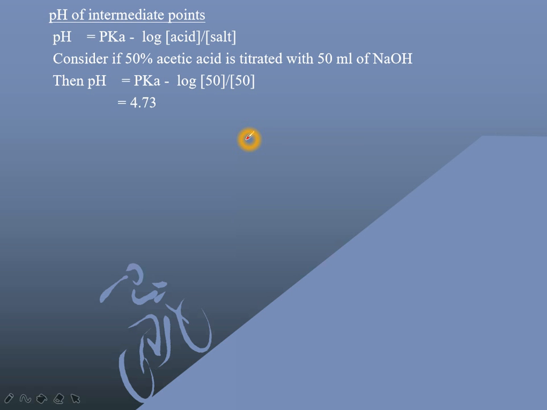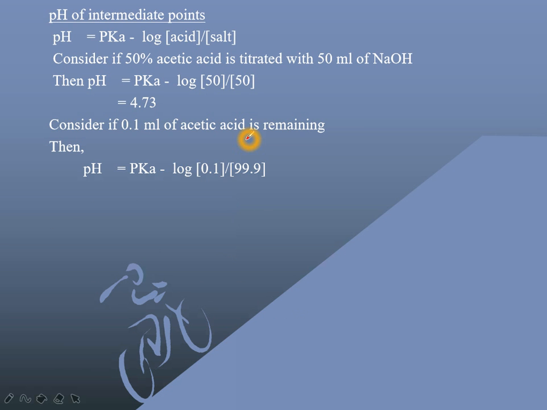that is 4.73. And consider if 0.1 ml of acetic acid is remaining, then pH is equal to pKa minus log 0.1 divided by 99.9 of salt, we will get 7.73. That is the pH of the intermediate points.